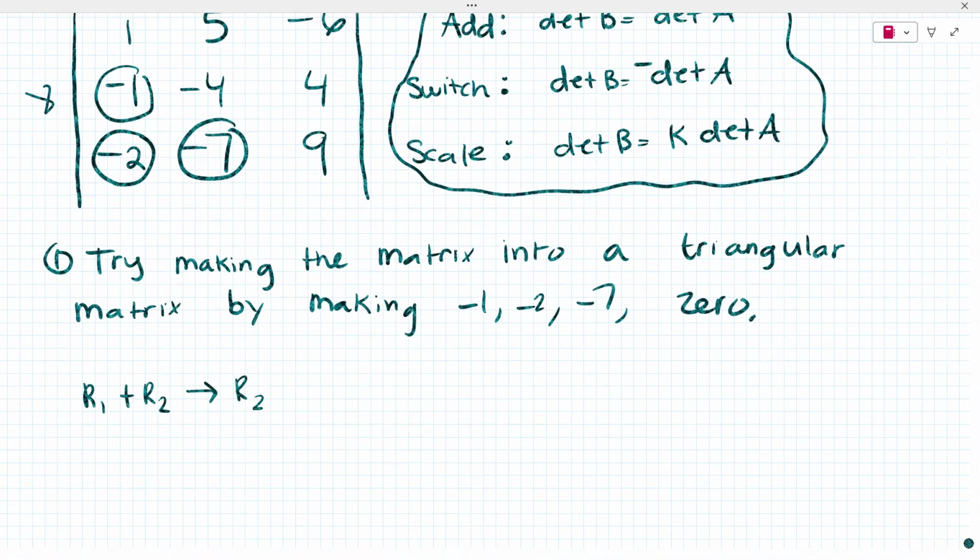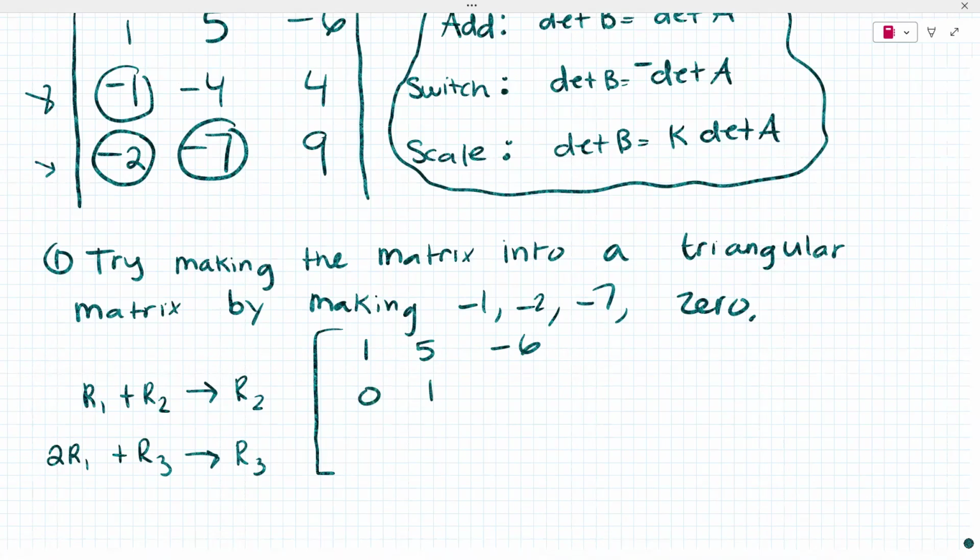And then maybe the next thing I would do is make this -2 and -2 into 0 by doing the row operation of making 2 times row 1 plus row 3 gives us row 3. So keep very good track of your commandments because we're going to use those commandments later. So now our new matrix will be, the first row hasn't really changed. The second row now becomes 0, 1, -2. And then the third row would be 0, 3, -3.